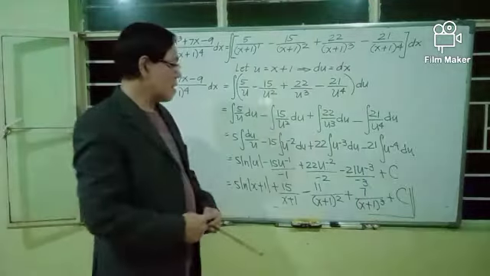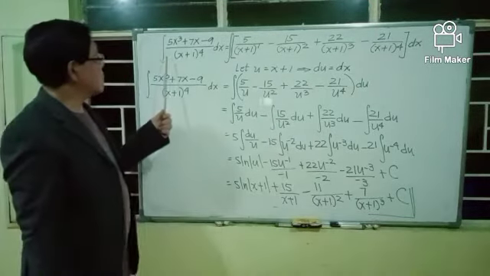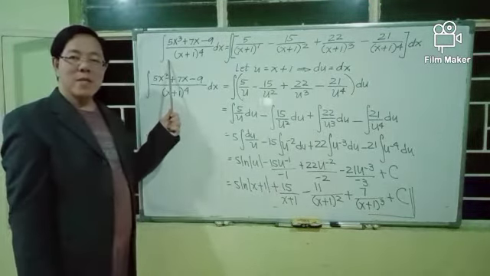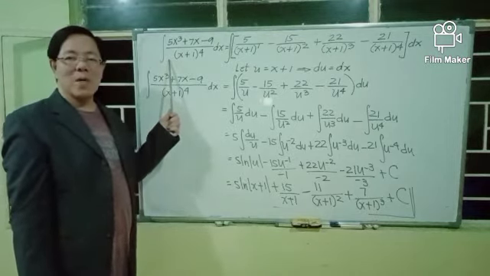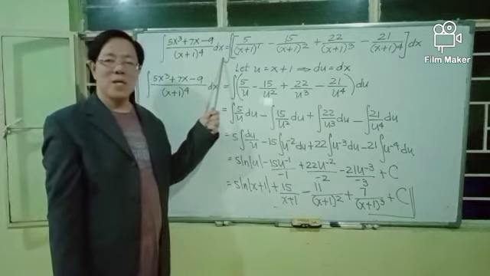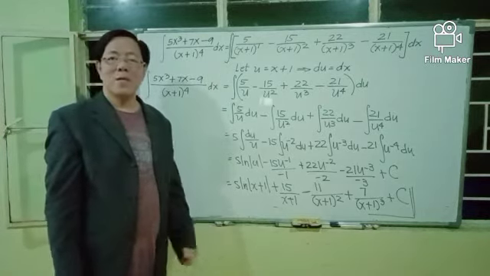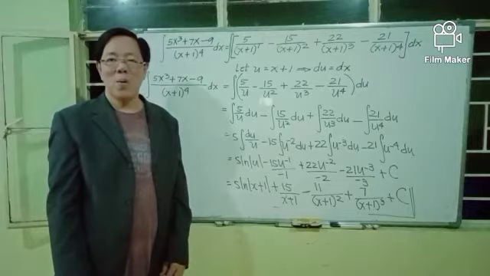And this is the integral of the given integral of 5x cubed plus 7x minus 9 all over x plus 1 raised to the power 4 with respect to x. And this completes the solution of our example 1.